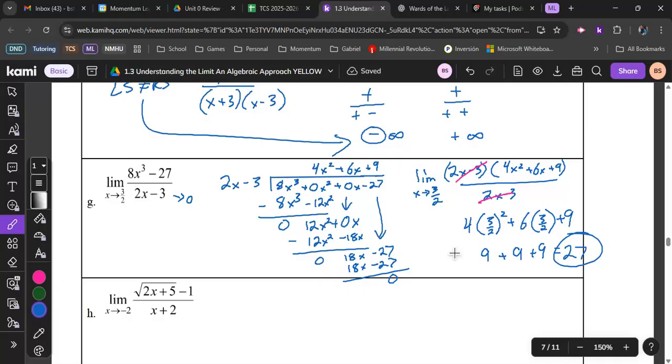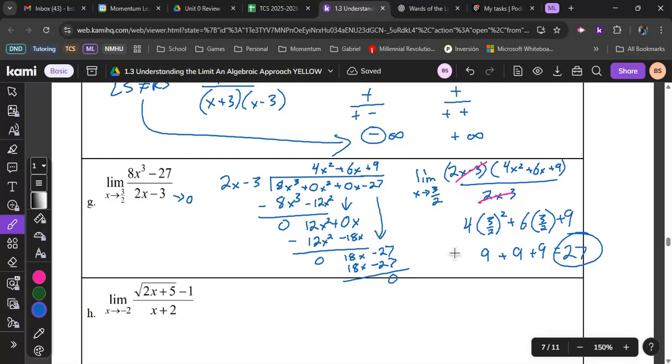Guys, once we learn how to take the derivative, we're going to use something called L'Hopital's rule, and this question is going to be so easy, you're going to do it in about 5 seconds. But until you learn L'Hopital's rule, you can't do it. You got to do it this way.